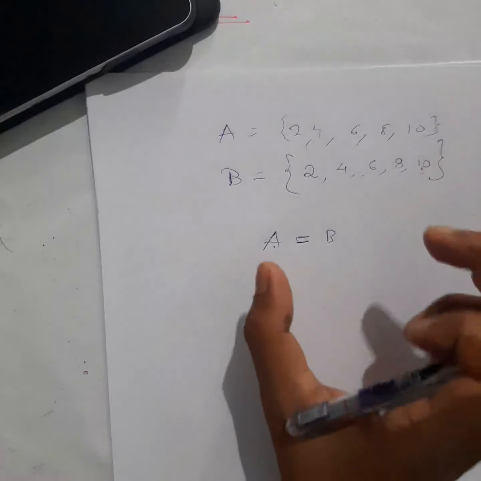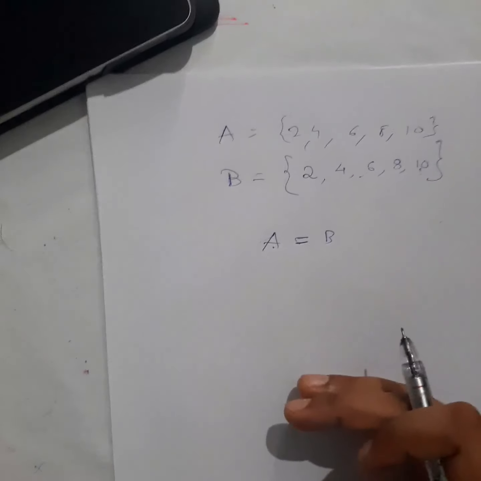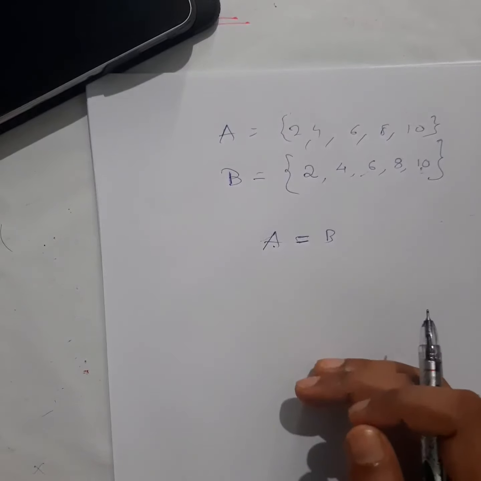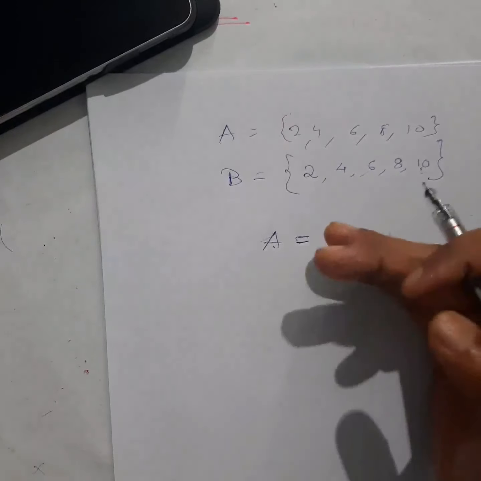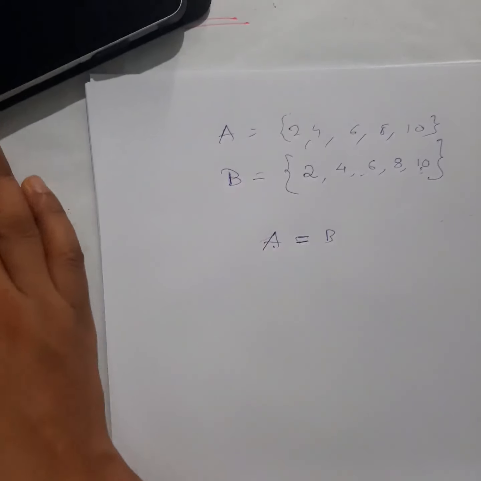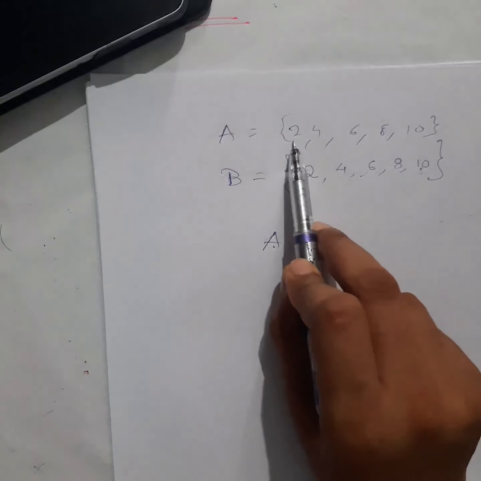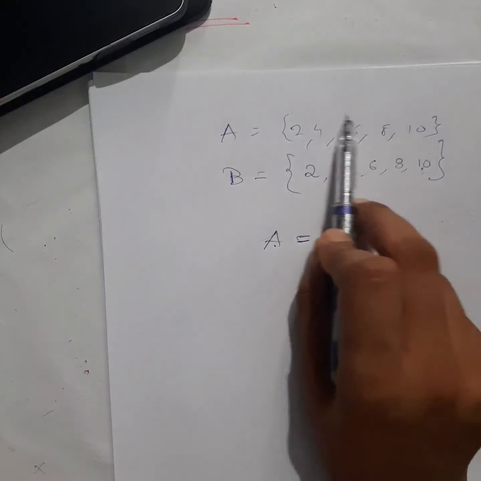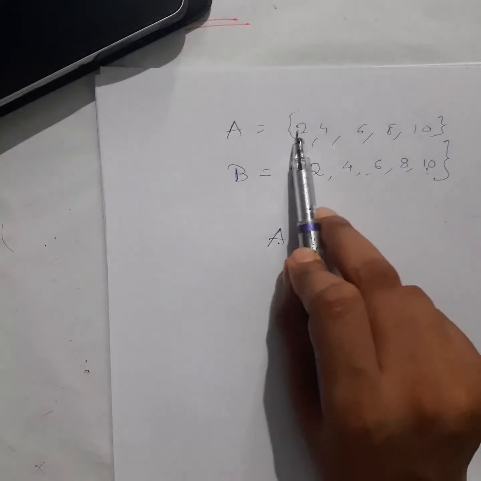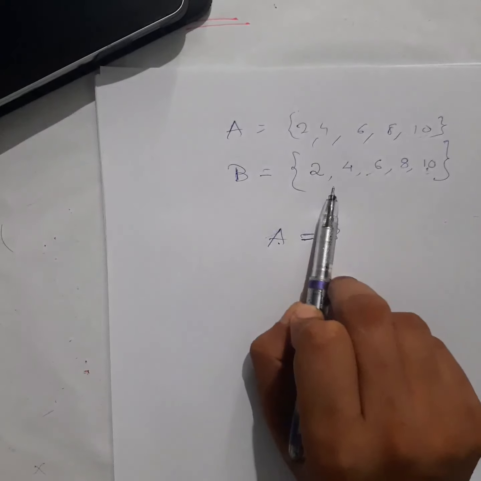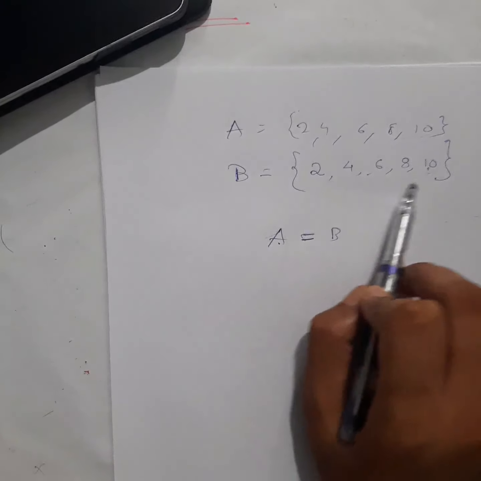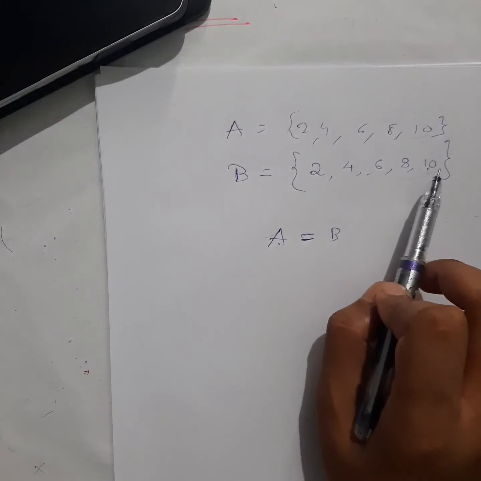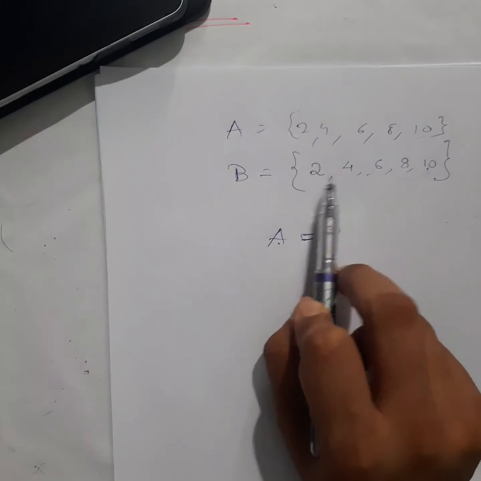Try to understand equal set carefully, because in the next topic we are going to discuss subset, and most students used to get confused between subset and equal set. Okay, so try to understand. In equal set, what is the condition? You have to check that whatever elements are in the first set, exactly the same elements must be in the second set. Okay, and the number of elements, you can see, is exactly the same.